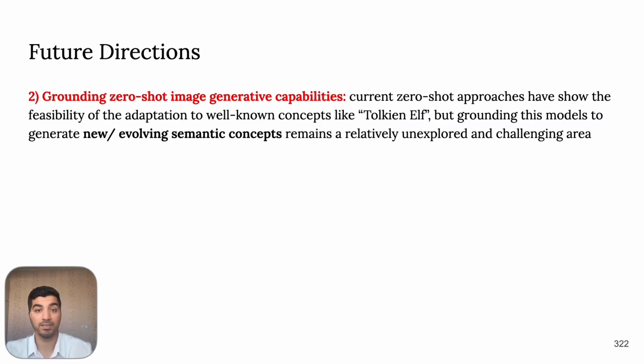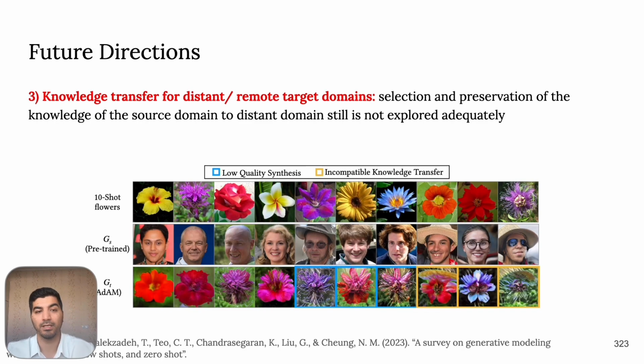Second one is grounding zero-shot image generative capabilities. And by that, we mean that in current models, well-known concepts like Tolkien Elf are encoded properly and you can generate these concepts. But there are some new or evolving semantic concepts based on the time. So as of now, we may have some concepts or some news or events which had not happened during the time of training these models. How we can include these evolving and new concepts could be a very interesting future direction.